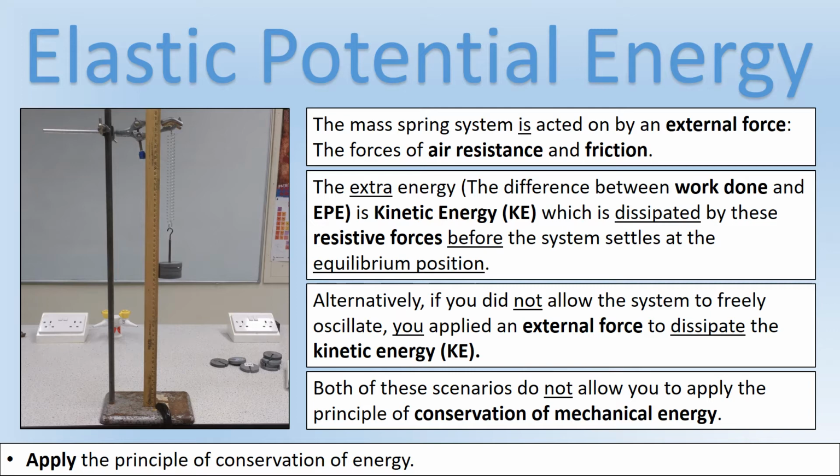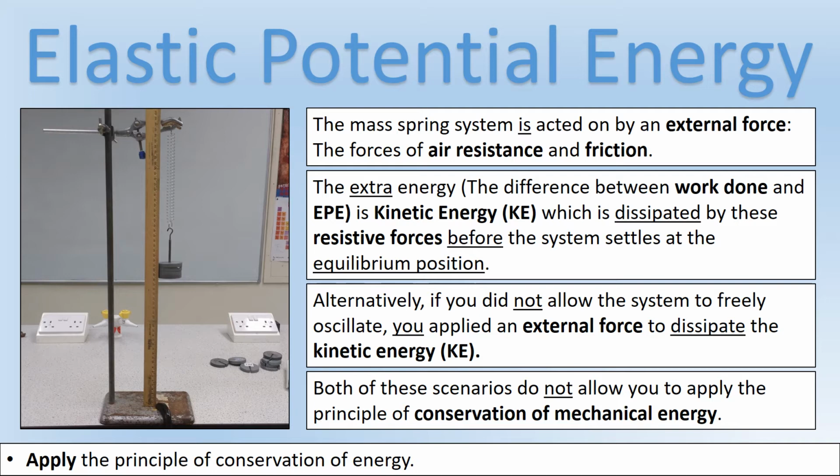So we saw from the graph that we should have twice as much elastic potential energy as we actually do. And the reason for that is because when we hook in the masses and release it, the system has some kinetic energy as well as elastic potential energy. And it's that kinetic energy that is dissipated by resistive forces. So when it settles at the equilibrium position, all the kinetic energy has been dissipated by resistive forces, which is why the work done by the weight force is not equal to the elastic potential energy at the equilibrium position.